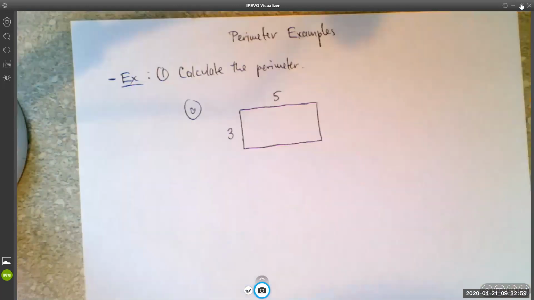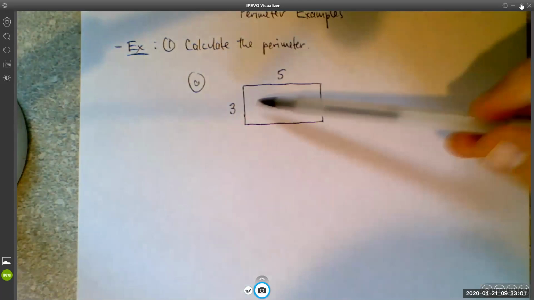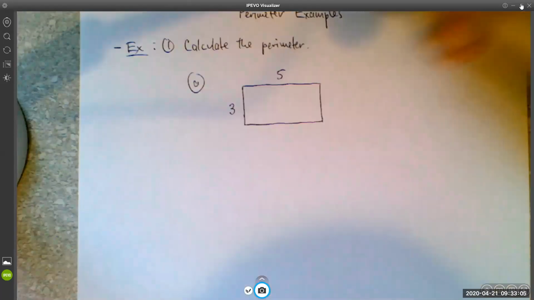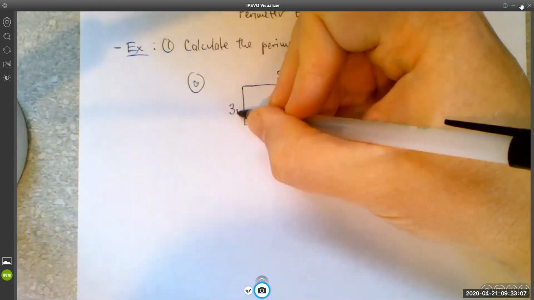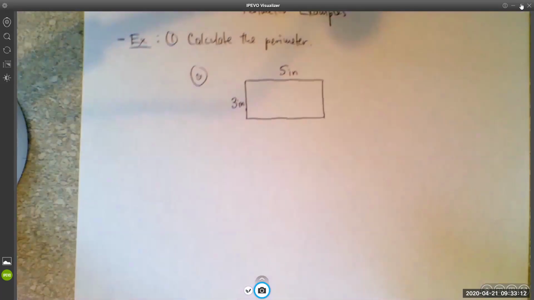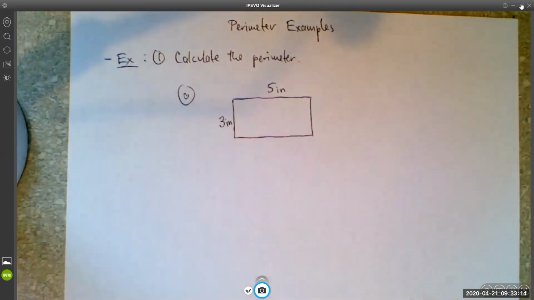But let's say that we have a rectangle, that one side of the rectangle is length 3 and the other one is length 5. And in fact, let's give it some units. So let's say this side is 3 inches and this side is 5 inches. So go ahead and give the video a pause. See if you can figure out what the perimeter of that rectangle is. I'm going to go ahead and work out my solution now.